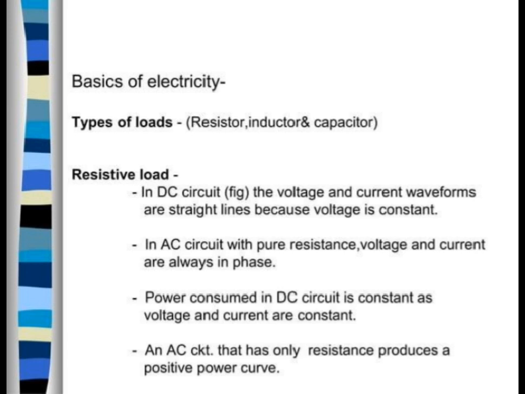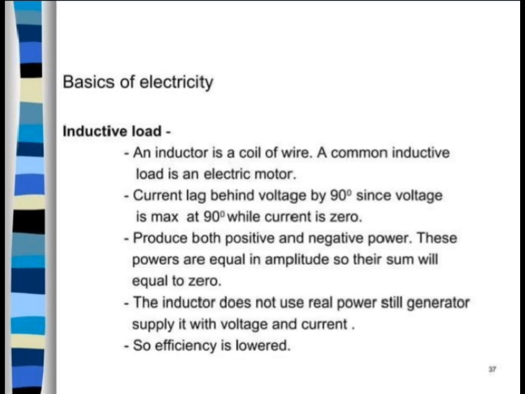So next is the inductive load. An inductor is a coil of wire. A common inductive load is an electric motor. Current lags behind voltage by 90 degrees since voltage is max at 90 degrees while current is zero. It produces both positive and negative power. These powers are equal in amplitude, so their sum will equal zero. The inductor does not use real power. Still, the generator supplies it with voltage and current.